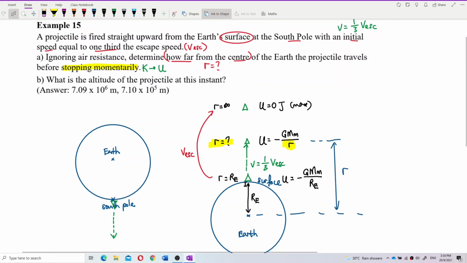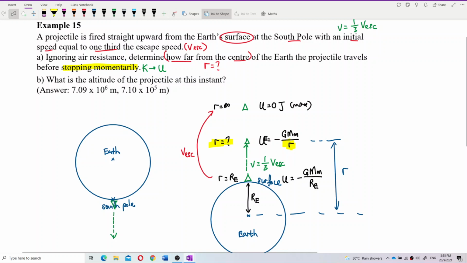The projectile is ejected from the surface, so it starts from r equal to the radius of Earth. It goes to this position with value r, and we don't know what this distance is. So it is here at the surface. It has kinetic energy, and then this kinetic energy has turned to potential energy at this point. There is a difference in the potential energy between these two points.